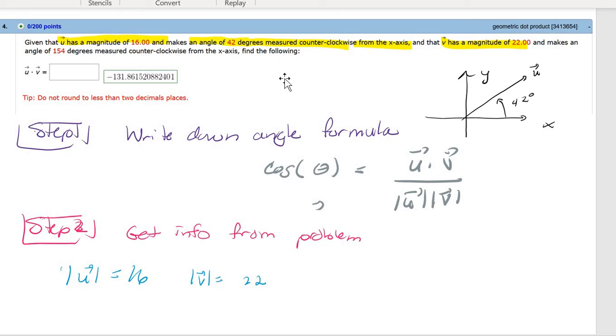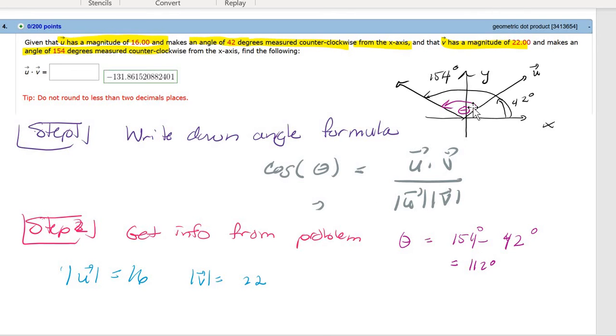And then they give me angle information. They say that u makes an angle of 42 degrees from the x-axis counterclockwise. Well, 45 degrees is a split, so I just slightly tossed it down to give myself a visual. This is u, and this is 42 degrees. They tell me that v has an angle of 154 degrees. So this is the picture I get for v, 154 degrees.